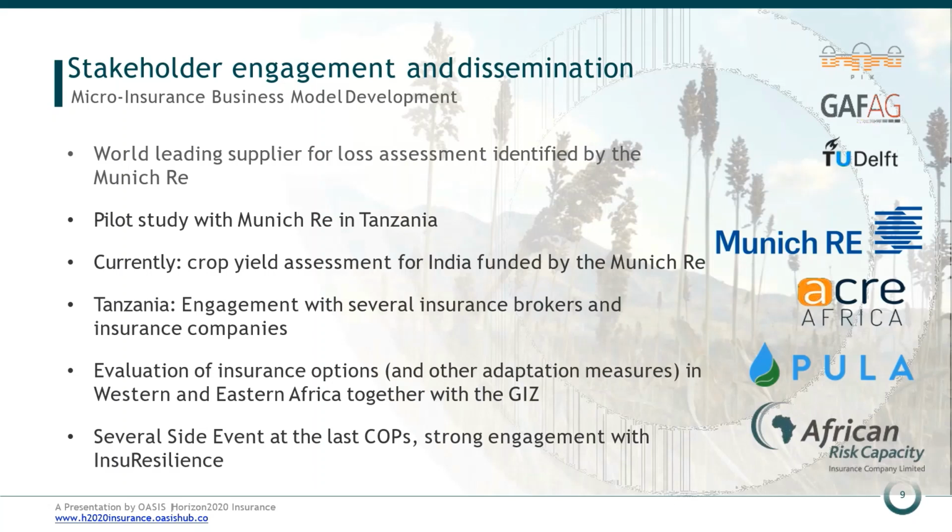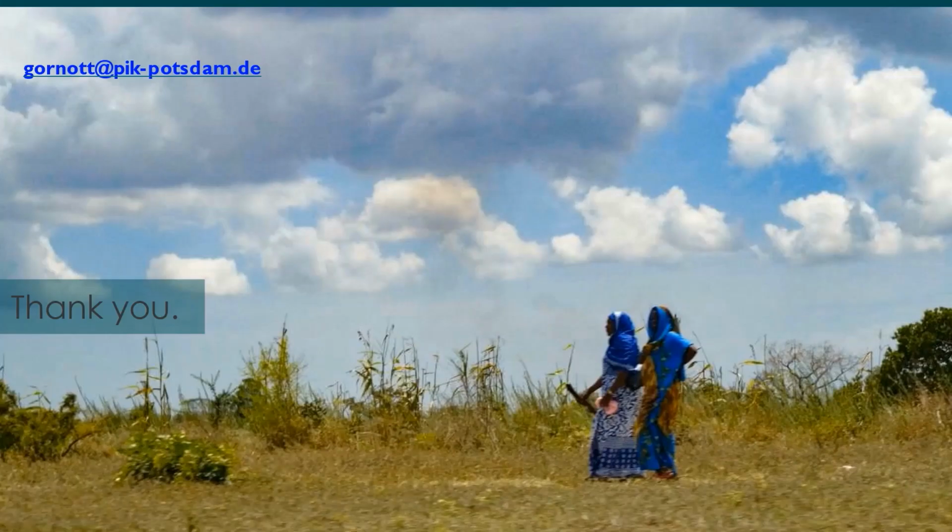adaptation options. And I think we also gained there important lessons on where these indexes and where these insurance schemes work, and where maybe other adaptation measures could be more useful. This came up at the last climate conferences, and also with strong collaboration with InsuResilience, the initiative from the German Ministry of Development Cooperation.